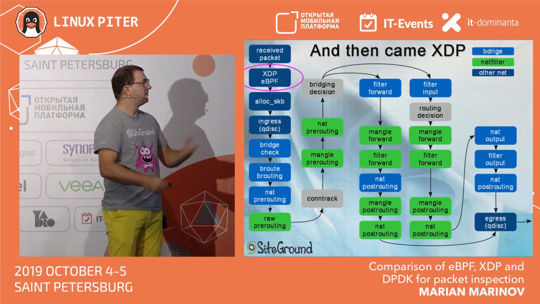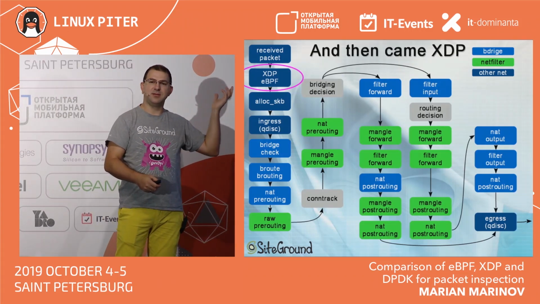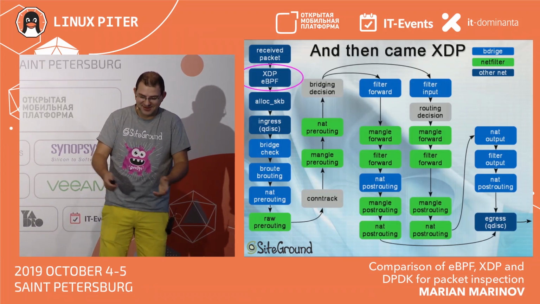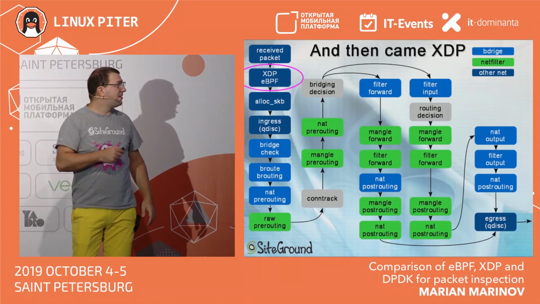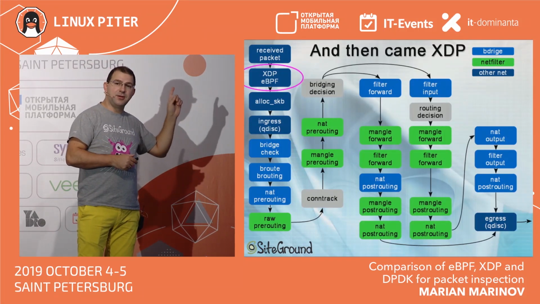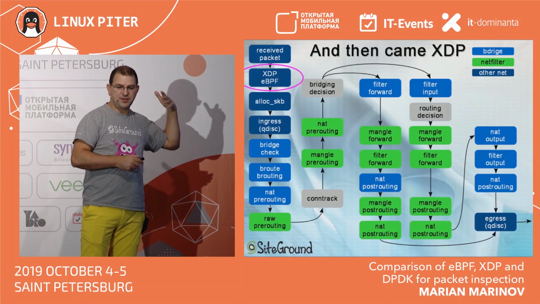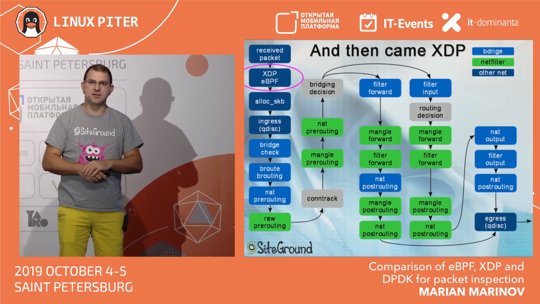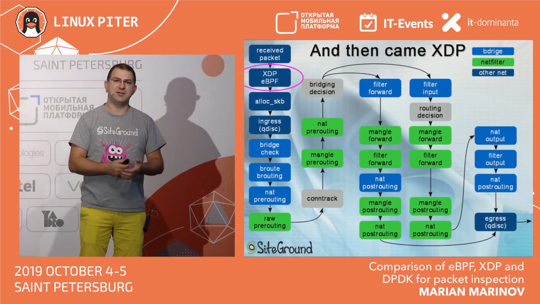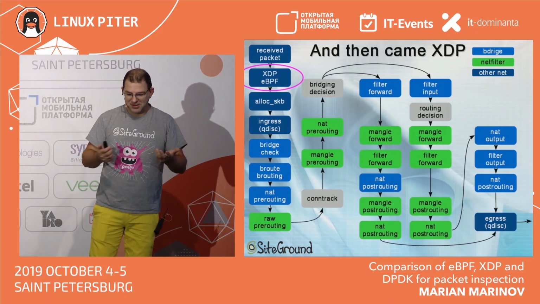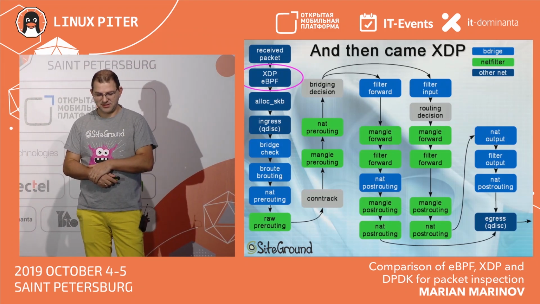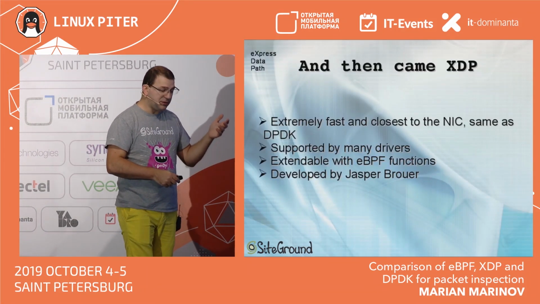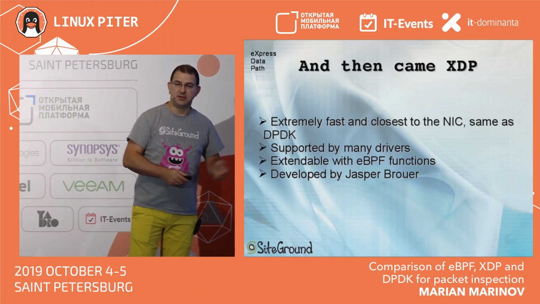Then we ended up using XDP because obviously it works. So it's here, it's fast, it's the same way that DPDK does its work, but it can be transparent for the user applications, and you can use the fast path of the networking as much as possible. It's also supported by many drivers now.